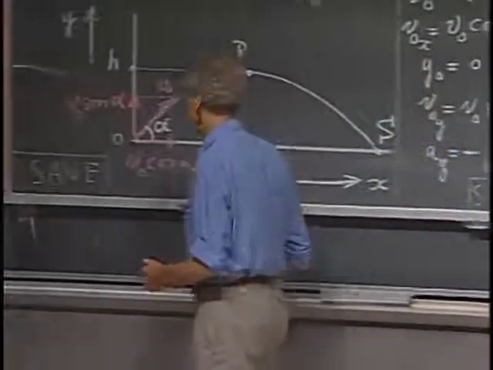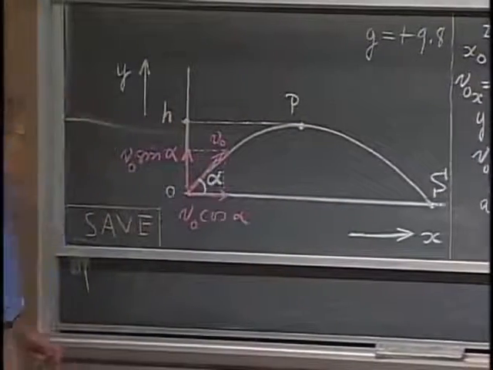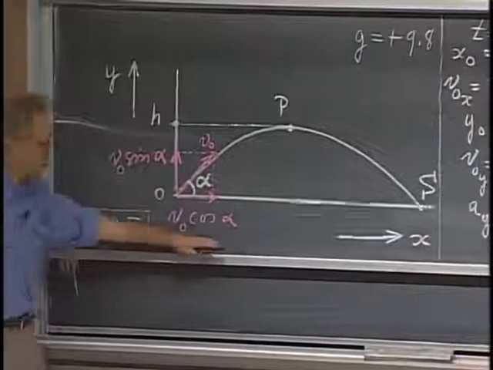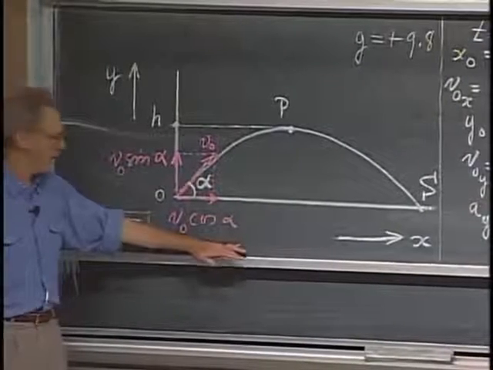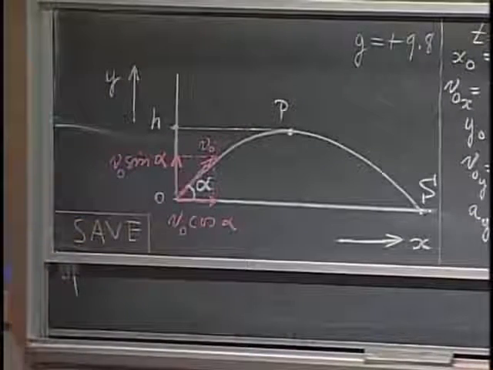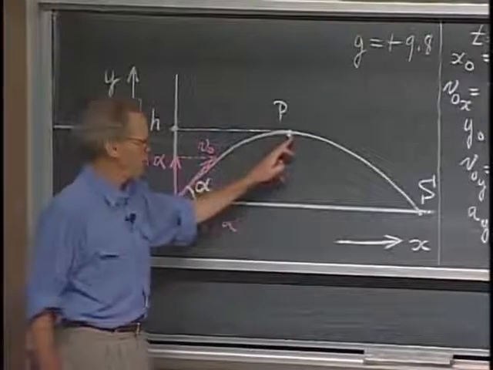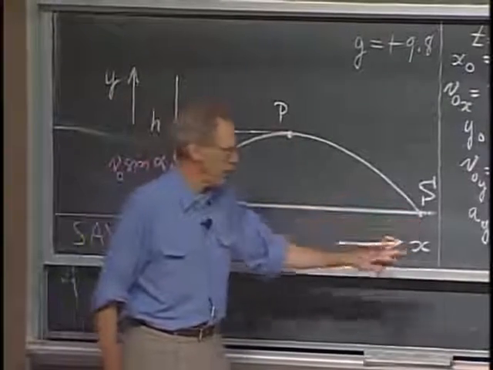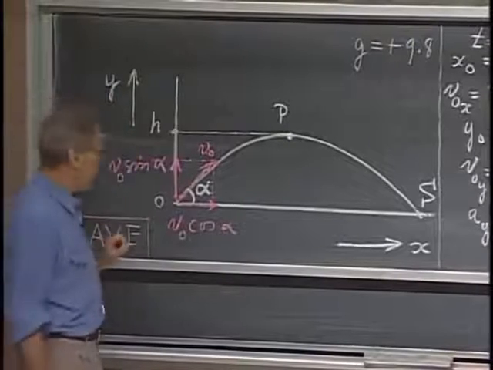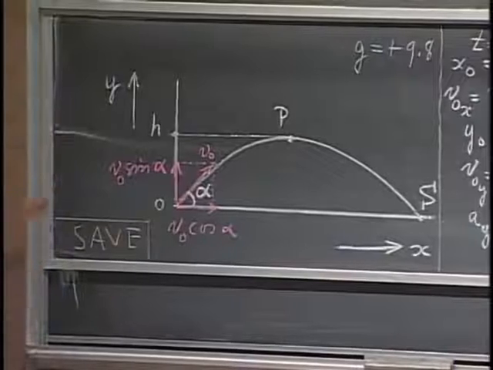We have here a trajectory of a golf ball or a tennis ball in 26/100. We shoot it up at an angle alpha. The horizontal component in the x direction is V0 cosine alpha, and the vertical component is V0 sine alpha. It reaches the highest point at P, and it returns to the ground at point S. This is the increasing y direction, and this is the increasing x direction.